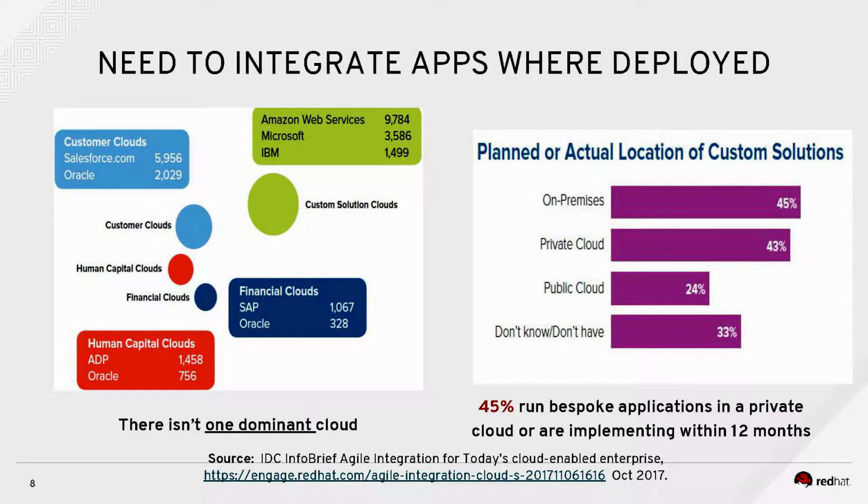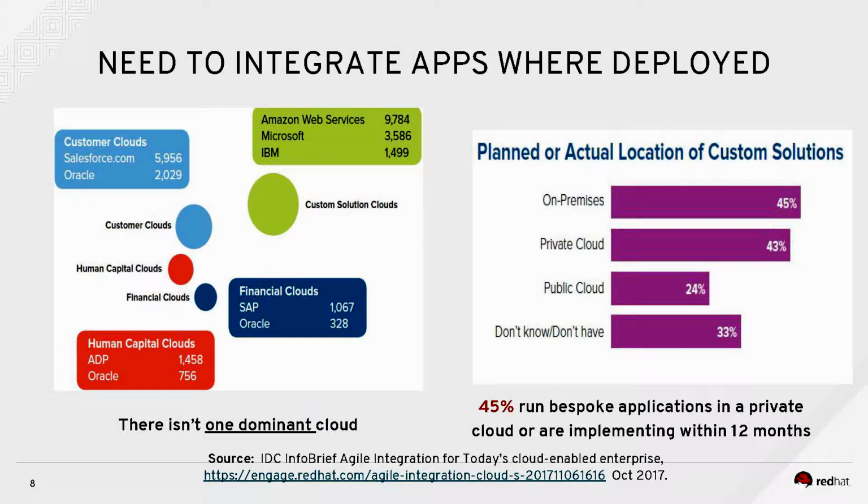We worked with IDC on this info brief called Agile Integration for the Cloud-Enabled Enterprise, and we got some interesting findings in that particular report. The first thing, and this is broadly what IDC has already reported, is that there isn't one dominant cloud. There's not really a single cloud. There are different clouds like AWS, SaaS applications, financial clouds, and all these are there, right? When you procure an application, say a financial application or a healthcare application, these are different clouds that you have to deal with.